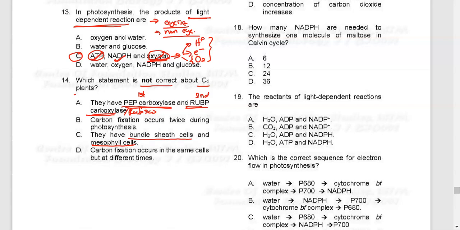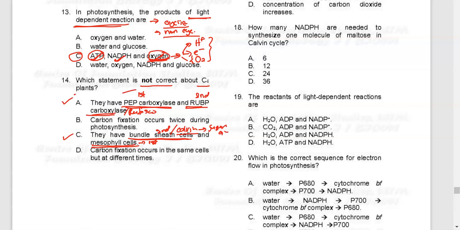So statement A and statement C are correct. For C4 plant, it involves both of these cells. Mesophyll cell is where the first carbon fixation occurs. Bundle sheath cell is where the second carbon fixation occurs, or the Calvin cycle. Basically, C4 plant has to undergo the Calvin cycle, because the purpose of the Calvin cycle is to produce the sugar, which is G3P, and from G3P to synthesize glucose, for example.